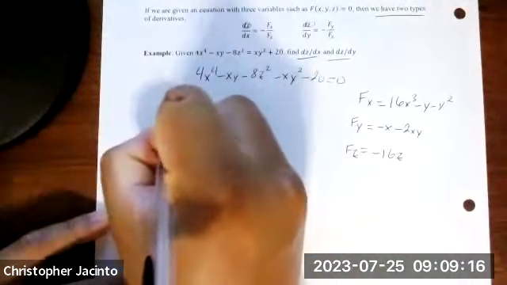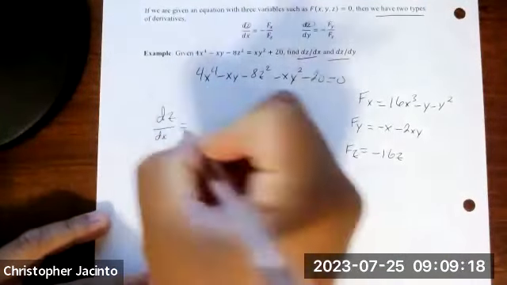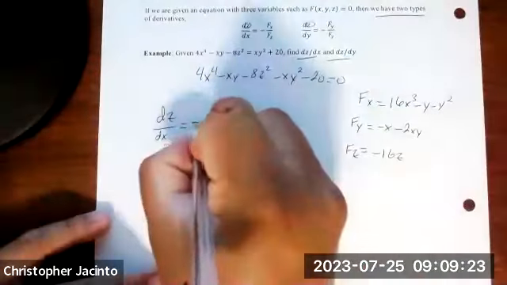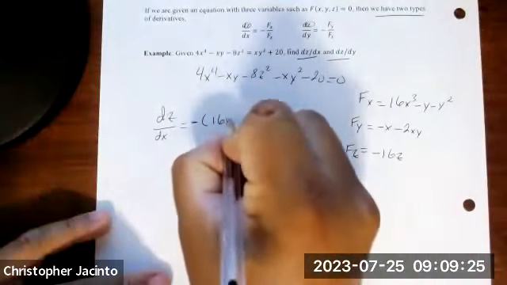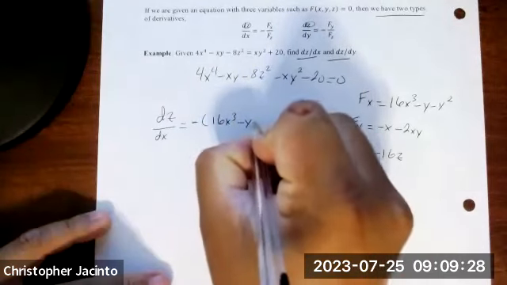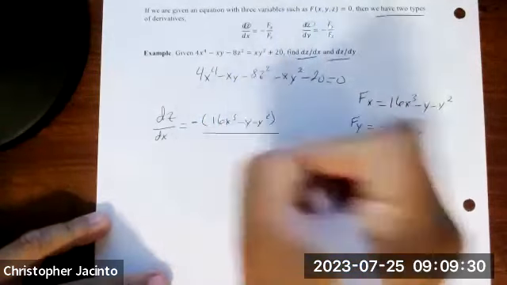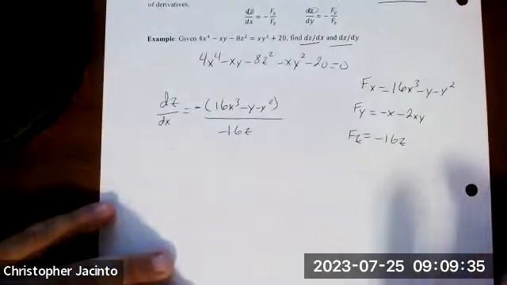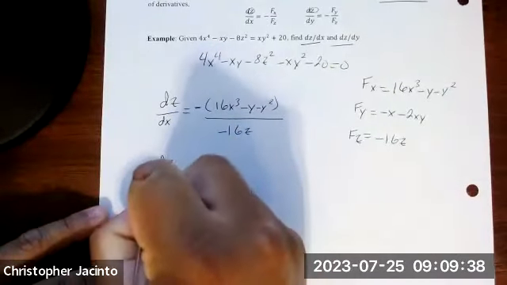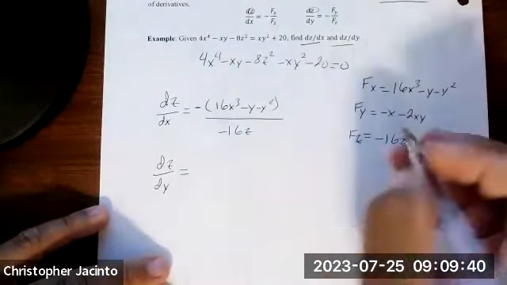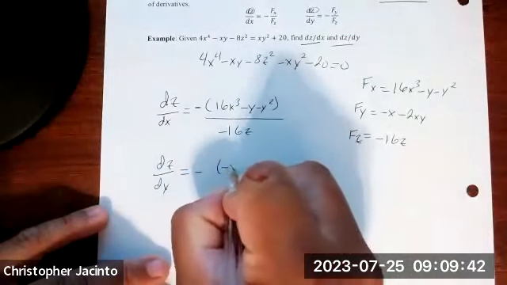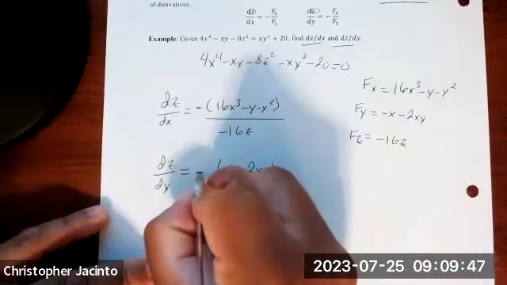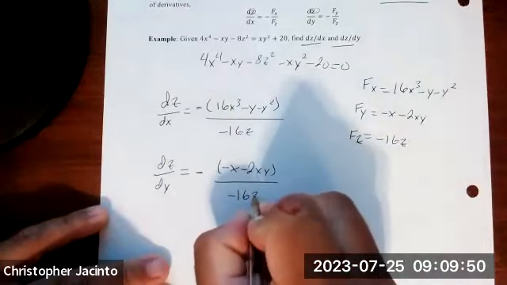So now, dz/dx is going to be f_x over f_z. So that divided by that. There we go. And then dz/dy, f_y over that. There we go.